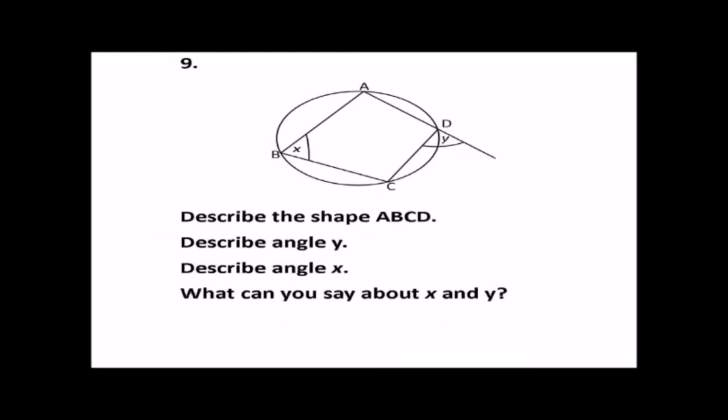Here we go to number 9. Describe the shape ABCD. You had a shape like it before, so now similar shape. What do you call it? Describe angle Y, where is it located. Describe angle X, where is it located. What can you say about X and Y, those two angles?